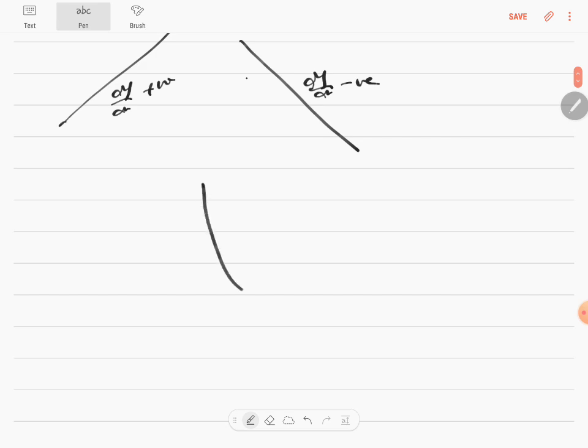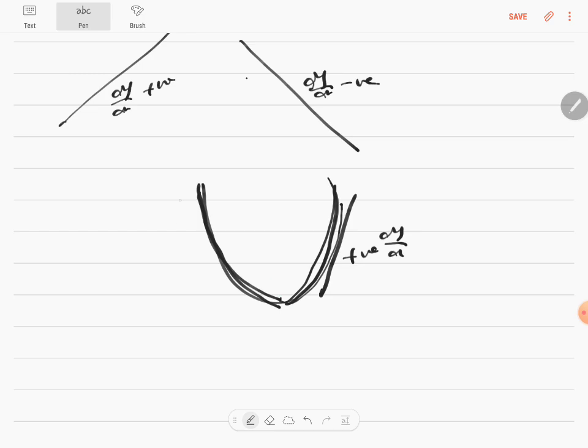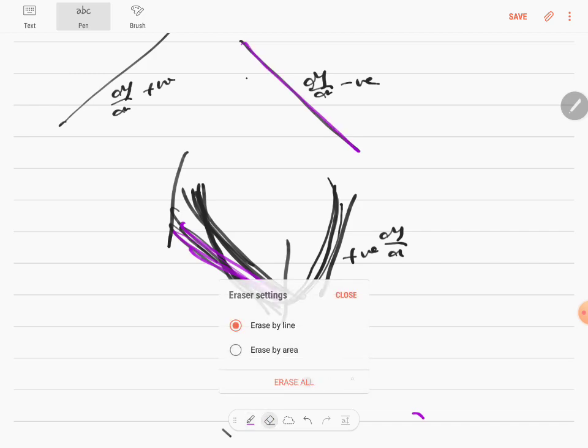A simple upward parabola is the best example. This side of the curve is an increasing function. If you take the slope, dy by dx, it's positive. On this side, coming from the left to the right, it is a decreasing function. And when you take the slope, dy by dx, you see it's a negative slope. So what decides whether the function is increasing or decreasing is basically the slope. If the slope is positive, it's increasing. If the slope is negative, it is decreasing.